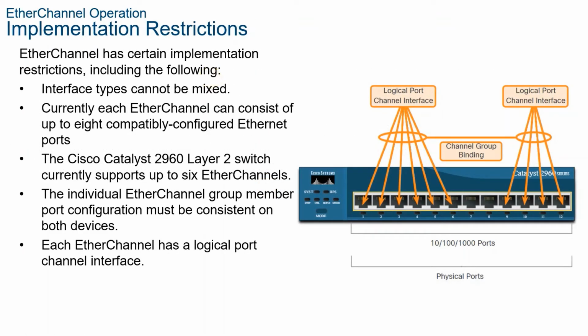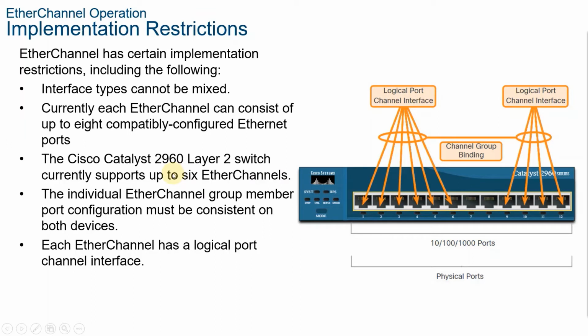Implementation restrictions. EtherChannel has certain implementation restrictions, including the following. Interface types cannot be mixed. For example, Fast Ethernet and Gigabit Ethernet cannot be mixed within a single EtherChannel. Currently, each EtherChannel can consist of up to 8 compatibly configured Ethernet ports. EtherChannel provides a full duplex bandwidth up to 800 Mbps for Fast EtherChannel or 8 Gbps for Gigabit EtherChannel between one switch and another switch or hosts.